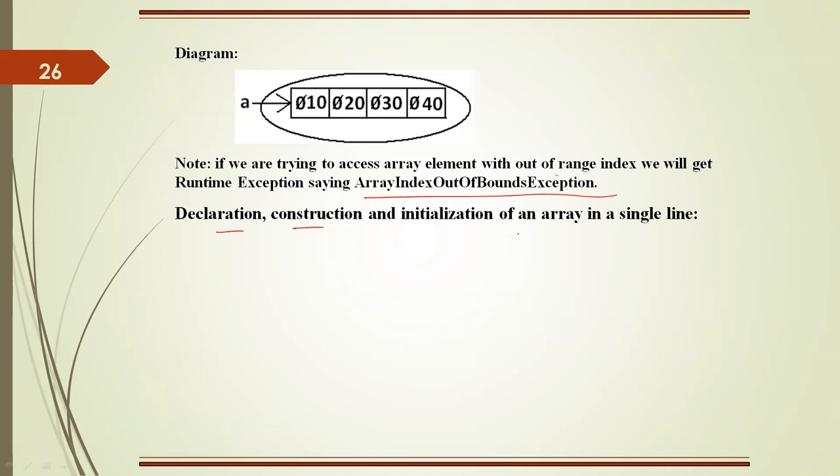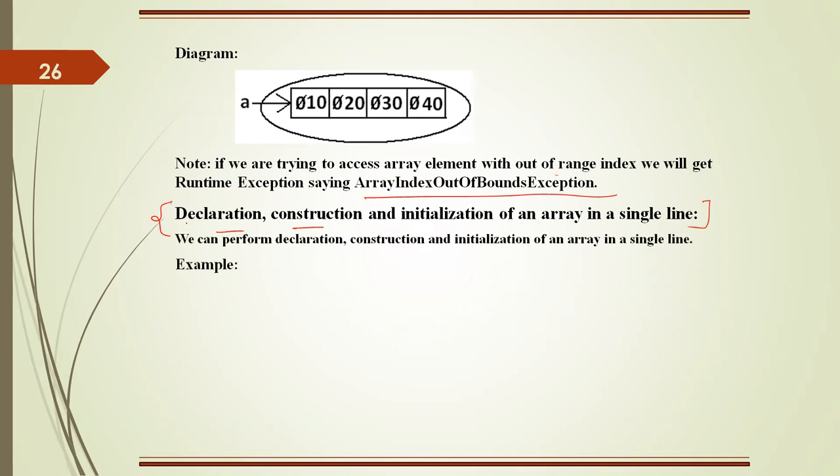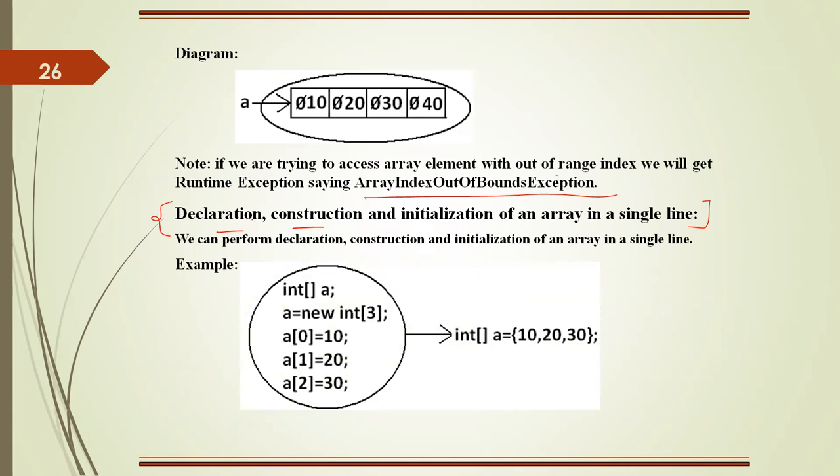Declaration, construction, and initialization of an array in a single line. So this is important. How will we do it? Initialization in a single line. Like that, here you can see. Maybe the interviewer asks how you can declare, construct and initialize an array in a single line. Now, this is the multiple lines we have. First we declare, second we initialize the size and construct the array, then initialize. Right, three steps we have.